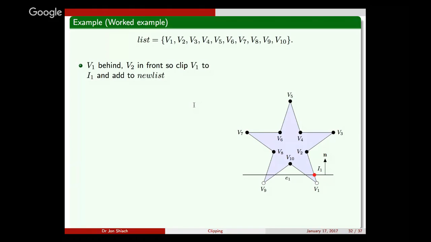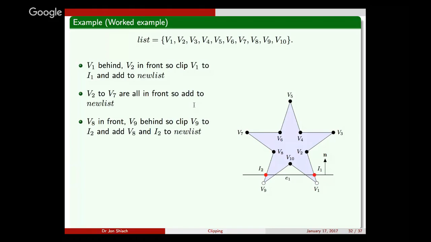The new list starts empty each time, and you add things as you go. V2 all the way around to V7, all in front, so I can just add them to my new list. That's easy. V8 is in front of edge 1, but V9 is behind. So I clip V9 to the edge using Cyrus-Beck, and I call my new intersection point I2. And I add V8 and I2 to my new list.